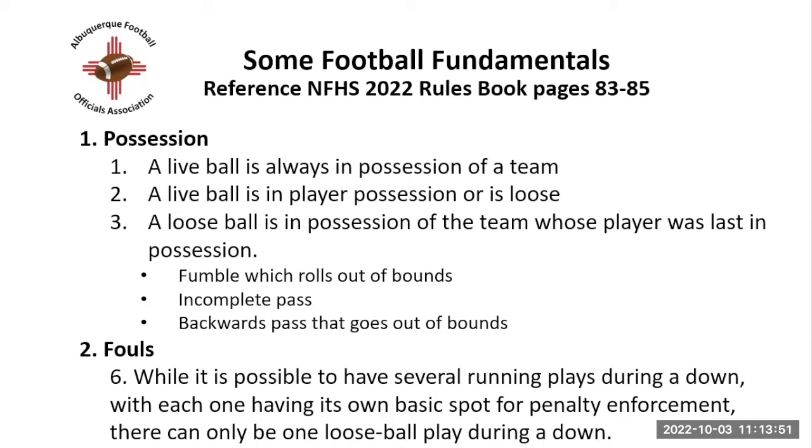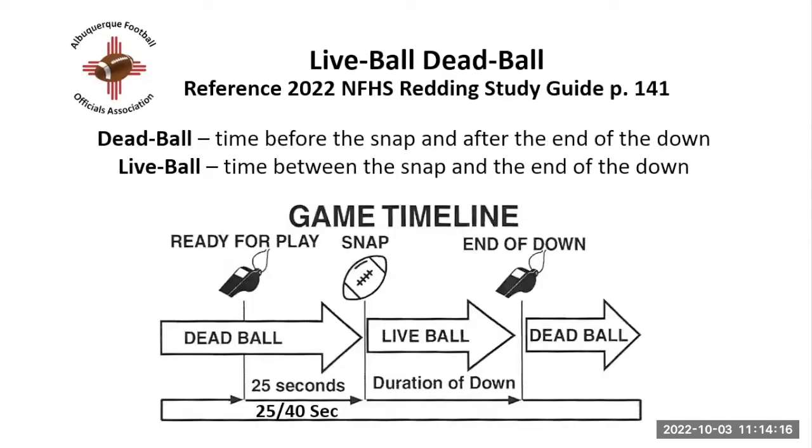So these are examples: a fumble which rolls out of bounds, an incomplete pass, a backward pass that goes out of bounds. Fouls: while it is possible to have several running plays, this is out of the foul section in all but one, have several running plays during a down, with each one having its own basic spot for penalty enforcement. There can only be one loose ball play. That's a very important concept, and we're going to get into that just a little bit here.